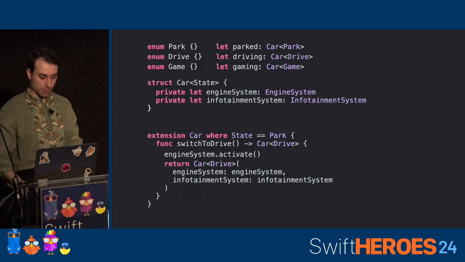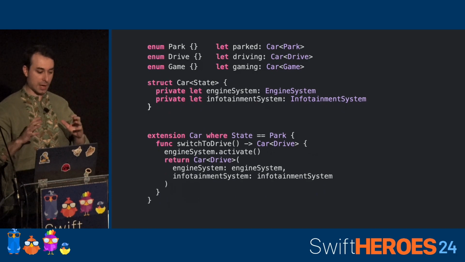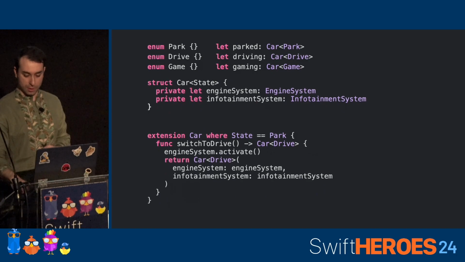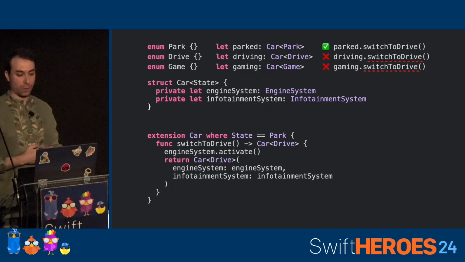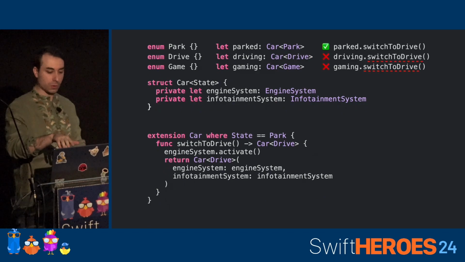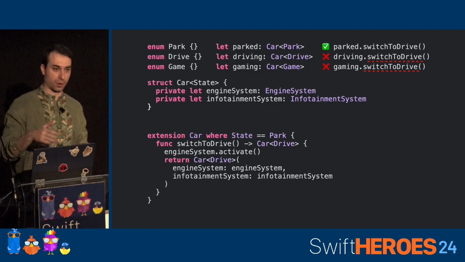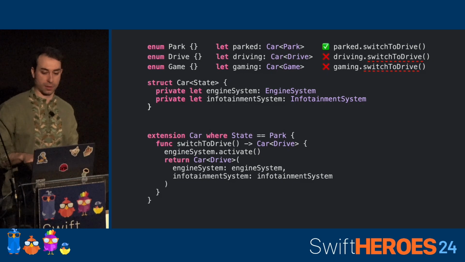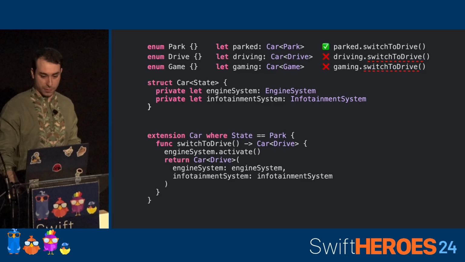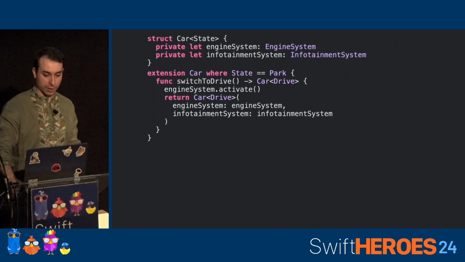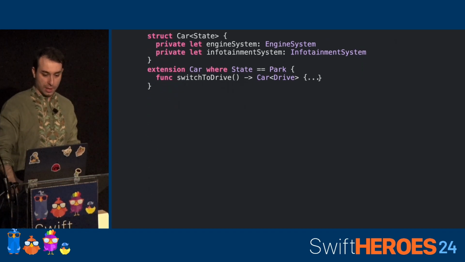So let's clean up all this commented out code. We don't need it. So this is how the transition to the new state happens. And super important, now we can only call the switchToDrive function on a park state. For driving and gaming, we actually get compilation errors because this function doesn't exist even on these types. So I think it's very cool. Okay, let's carry on. That's not all.